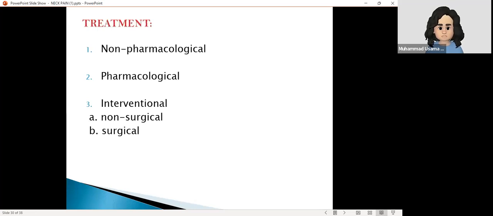As we have discussed that for any kind of treatment, we have to start from the very basic non-pharmacological maneuvers. The treatment for neck pain can be categorized as non-pharmacological, pharmacological, interventional. Among the intervention, there is non-surgical and surgical options. And for the discussion point of view, we will discuss the non-surgical ones.